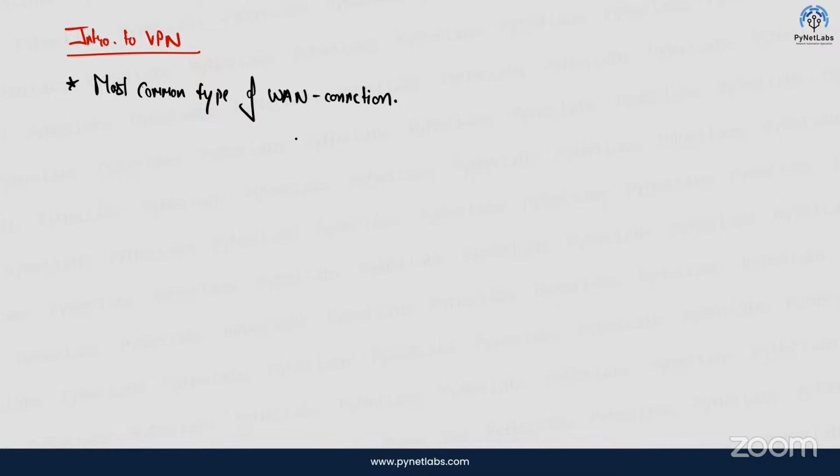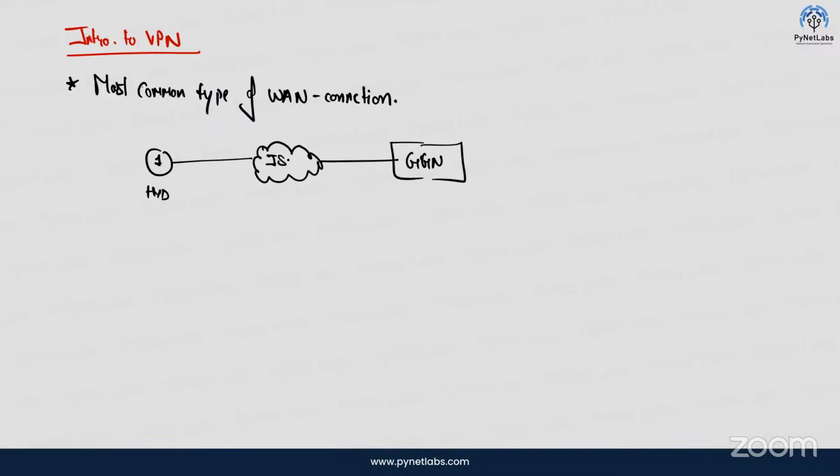For example, let's say there is one branch office, your Hyderabad location, and this is some ISP in between. From Hyderabad, let's say there is one office at the Gurgaon location. To get connectivity from your Hyderabad office to the Gurgaon location, there is an ISP in between. So what you are going to do is build a logical tunnel between your Hyderabad office and your Gurgaon location. By using the VPN, you build your own WAN connection over the existing internet, which is already there.